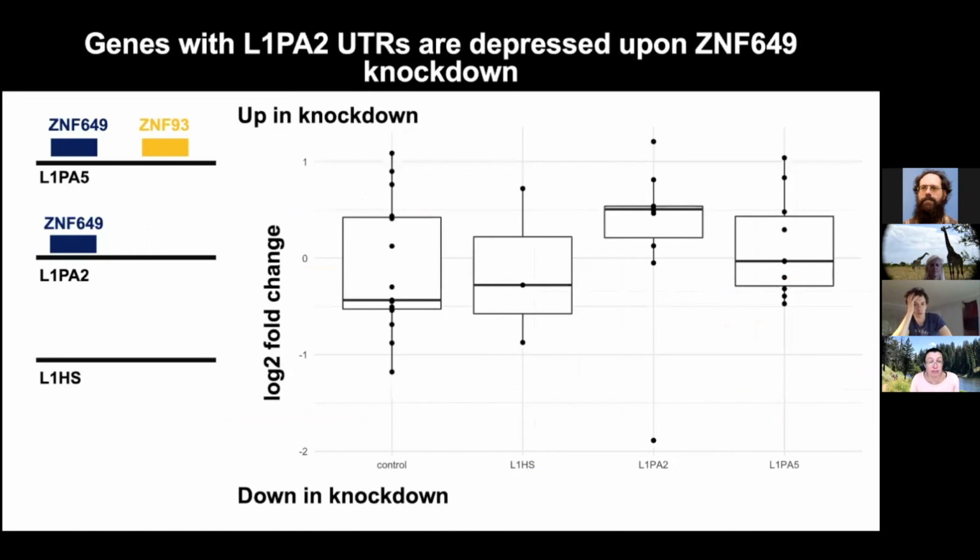And so that's what I was just about to get into. So for example, one of the things that we wanted to know was, for the genes that are de-repressed upon ZNF649, do any of them have L1PA elements associated with them? And interestingly, what we find is a significant enrichment in de-repression in genes that contain an L1PA2 element in their UTR.